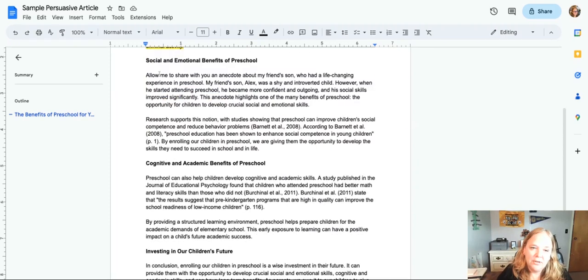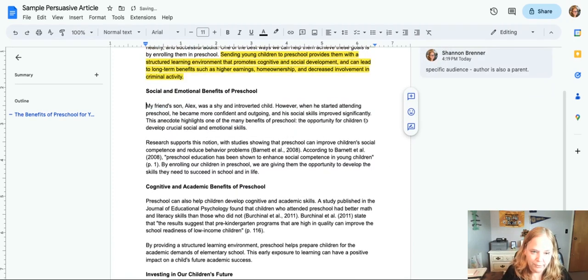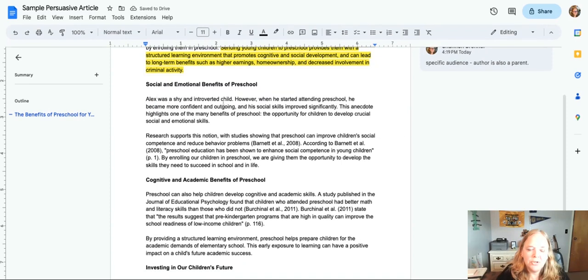So in this anecdote, first of all, I would say that this sentence is a little bit redundant and unnecessary. So I would remove it and just start here. In fact, you don't need to say my friend's son. You could just say Alex. So he was a shy and introverted child. However, when he started attending preschool, he became more confident and outgoing, and his social skills improved significantly.